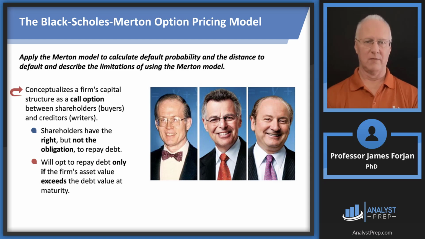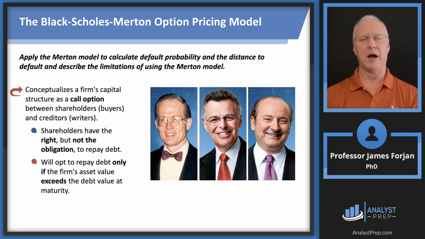So there's a picture of these three dudes, Fisher Black, Myron Scholes, and Robert Merton. They developed the Black-Scholes-Merton option pricing model. And then what Robert Merton did, and that's why it's called the Merton model, is that he just used the BSM model and applied it to this structural form. And so this is really, really cool. It's one of the most fun classes that I have in my corporate finance class.